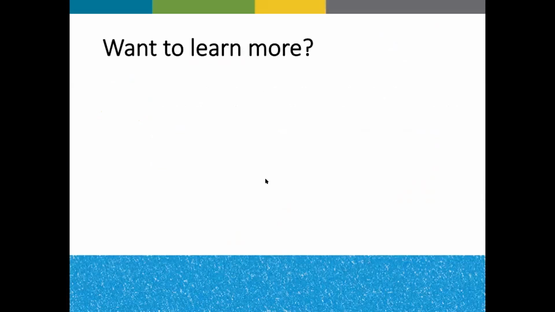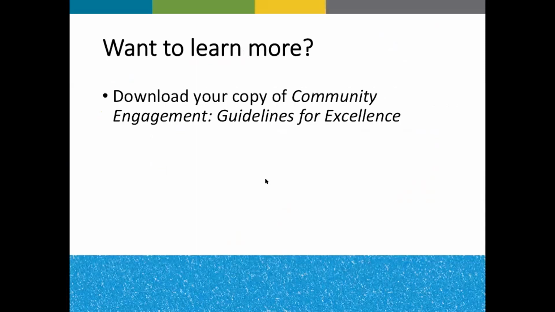If you want to learn more, here are a few steps. You can download a copy of the Community Engagement Guidelines for Excellence on EE Pro. We encourage you to head over there and check out that PDF. We'll also be sending a link to that PDF download in the follow-up email that you'll receive tomorrow.